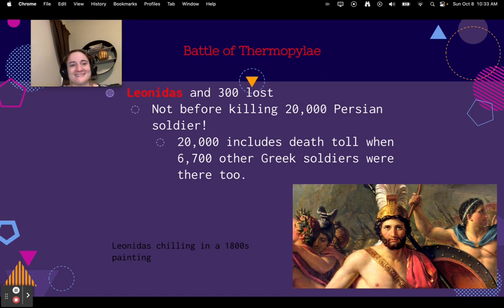And in other legends, it's like, oh, 300 versus the Persian army. There was actually more than just 300. It's just really famous because Leonidas had his 300. But there were also about 6,700 other Greek soldiers there too, helping out in the battle. So that's just one of those things where legend over time has twisted it to just 300, but there was more than just that.